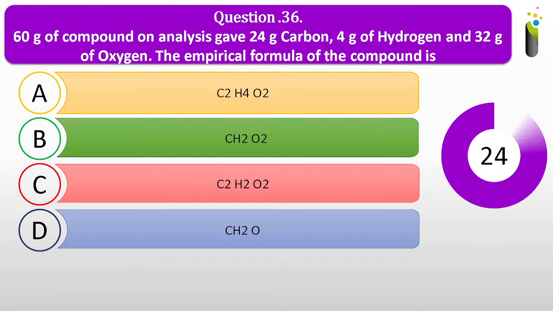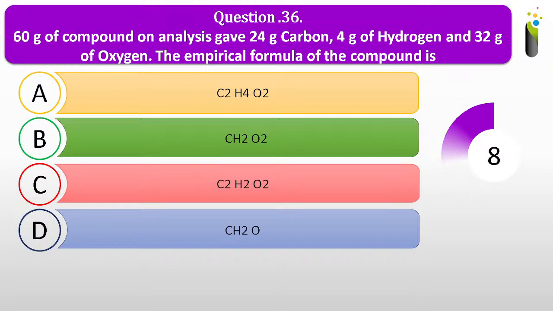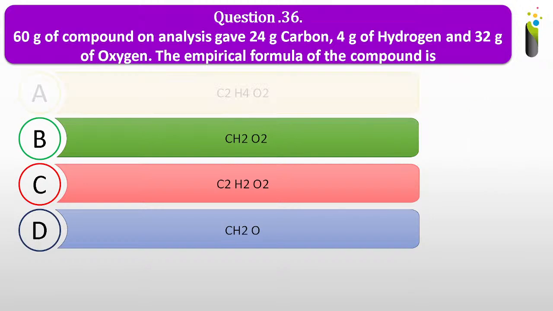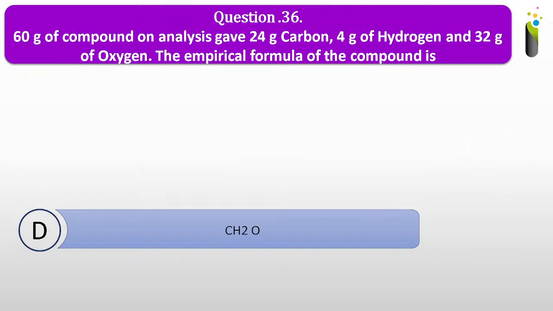Question number 36. 60 grams of compound on analysis gave 24 grams of carbon, 4 grams of hydrogen, 32 grams of oxygen, and the empirical formula of the compound will be dash. And the correct answer for this question is D. So the empirical formula of the compound will be CH2O.